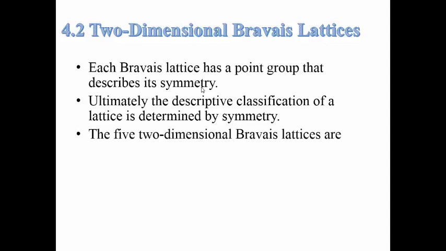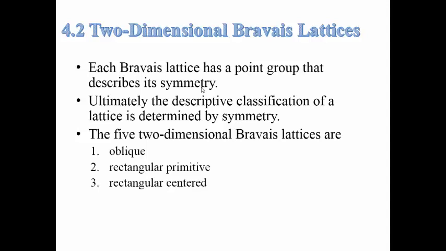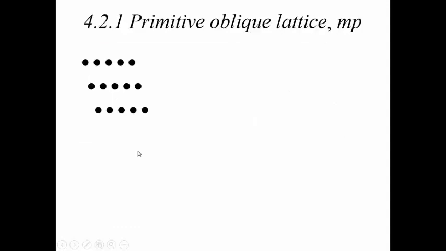The 5 two-dimensional Bravais lattices are oblique, rectangular primitive, rectangular centered, square, and hexagonal. You recognize the oblique, the rectangular, the square, and the hexagonal from the point groups, and now we're giving them the same names because they're related, only we have two different Bravais lattices. With the rectangular lattice, we have a primitive and a centered. All the rest of these, we're going to consider the primitive form.